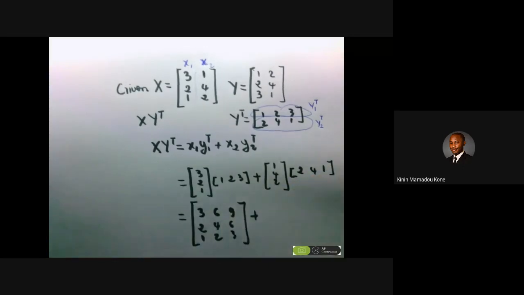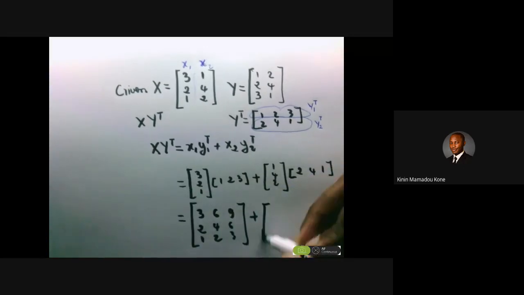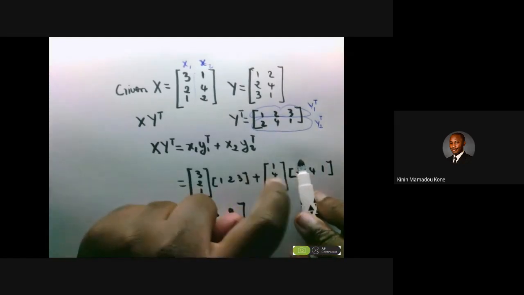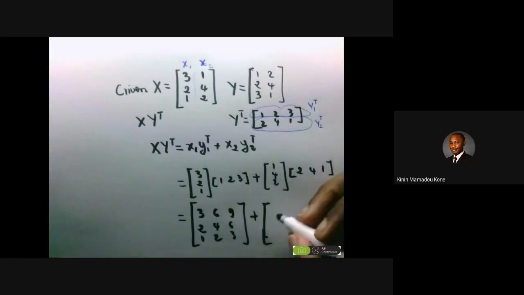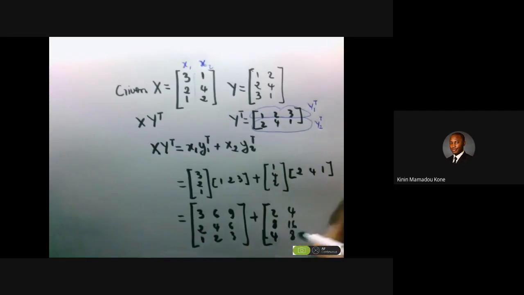Plus, in the middle. Now moving on here, I do the same thing. I block this one, this times this, times that. So I get 2, 8, and then 4. Moving on to the next, so 4, 16, and 8. And I block this one, this times that. So 1, 4, 2.